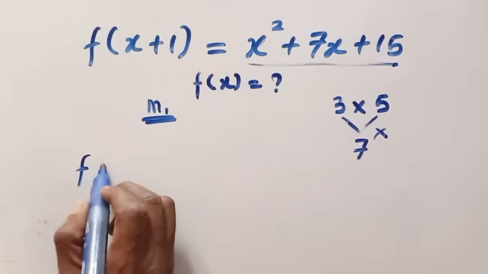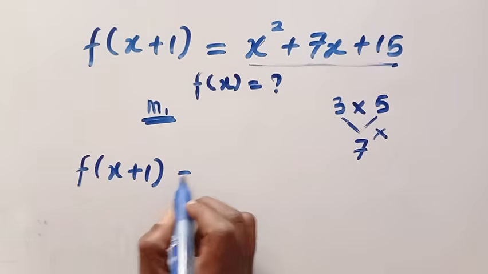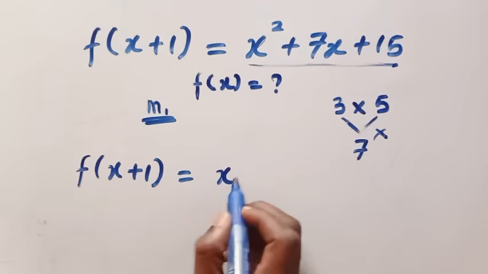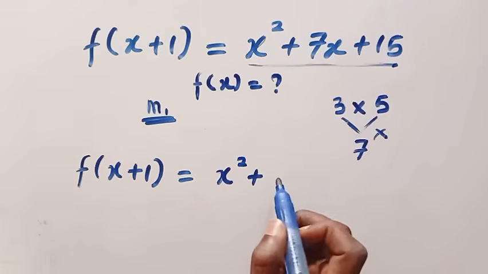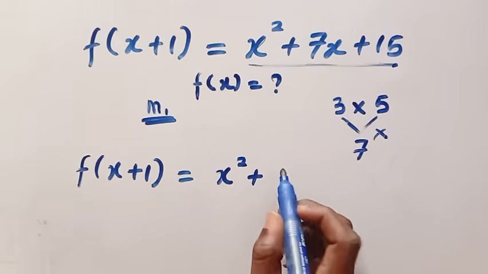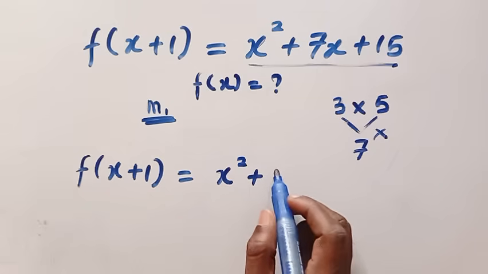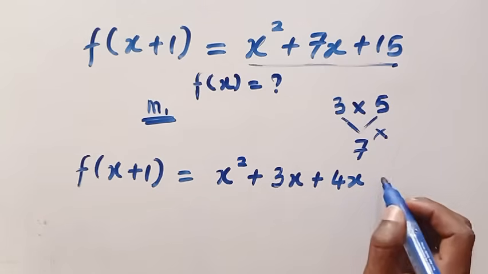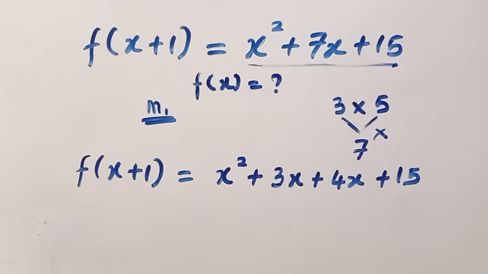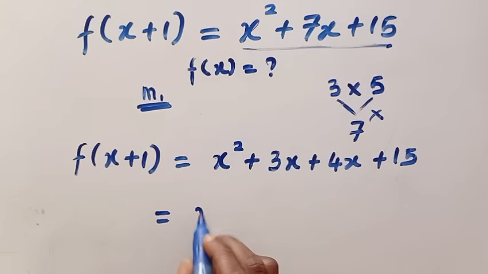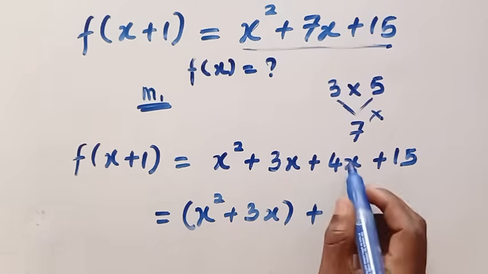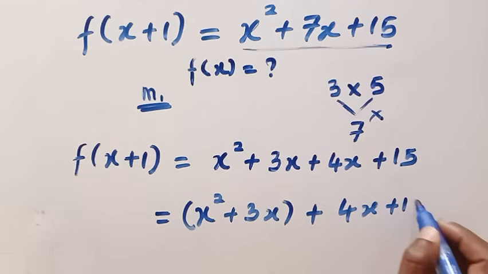So first, we have f(x + 1). If I try to break this into x² plus, I know that 7x can be written as 3x + 4x. That gives us 7x, then plus 15. And by grouping this into 2, we have x² + 3x, then plus 4x + 15.